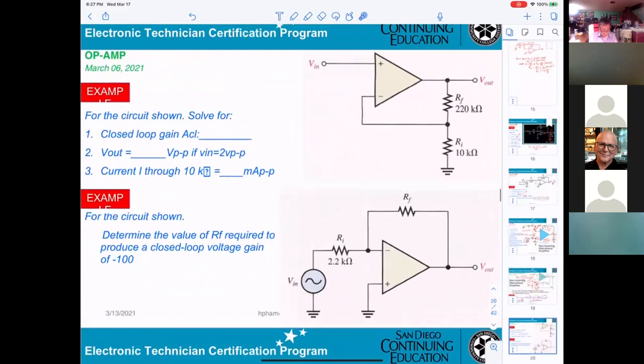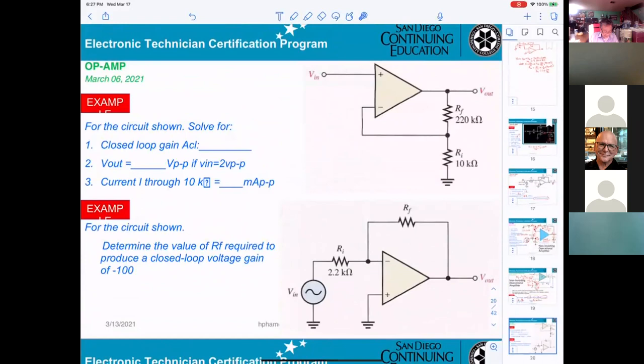Okay, go ahead quickly, tell me, okay? For this circuitry, for this one, answer number 1, 2, 3. This will be a non-inverting. So what does the gain equal?